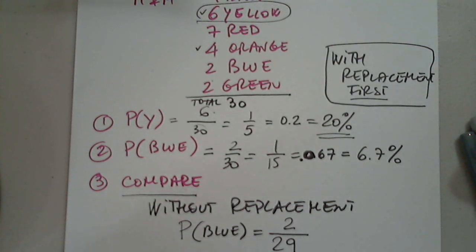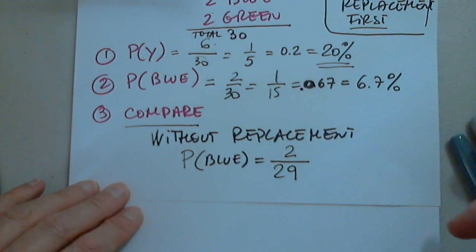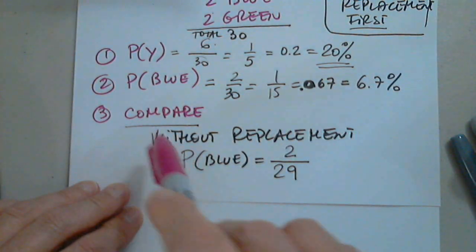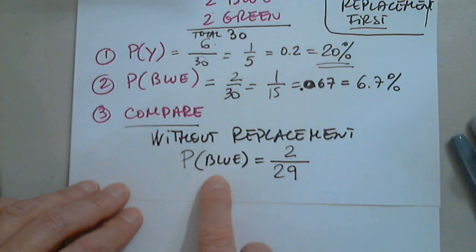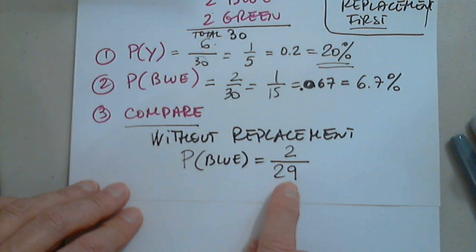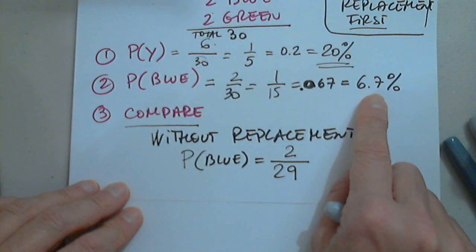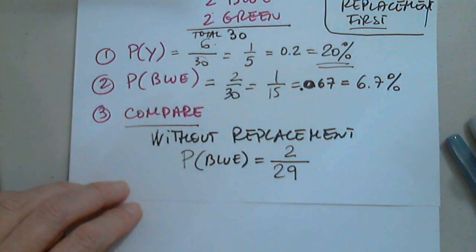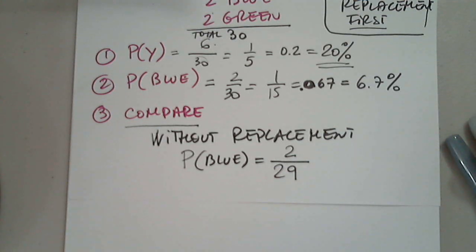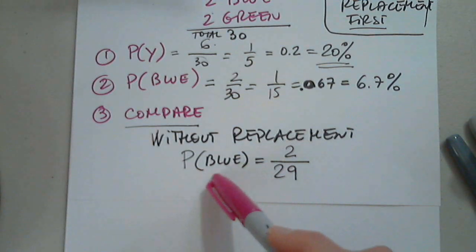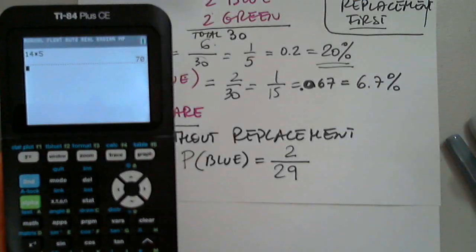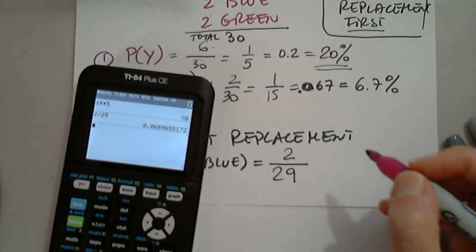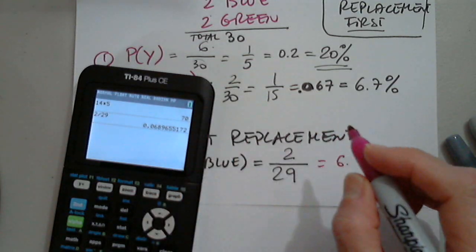I am going to talk about it after we look at homework a little bit. What happens is the fact that we did not put the yellow M&M back in the bag affected the probability of getting a blue. So 2 over 30 and 2 over 29, because I divide by a smaller number, this answer is bigger than that. It is conditioned on what happened on the first trial, because now the probability changed. And 2 divided by 29 is roughly 6.9%.